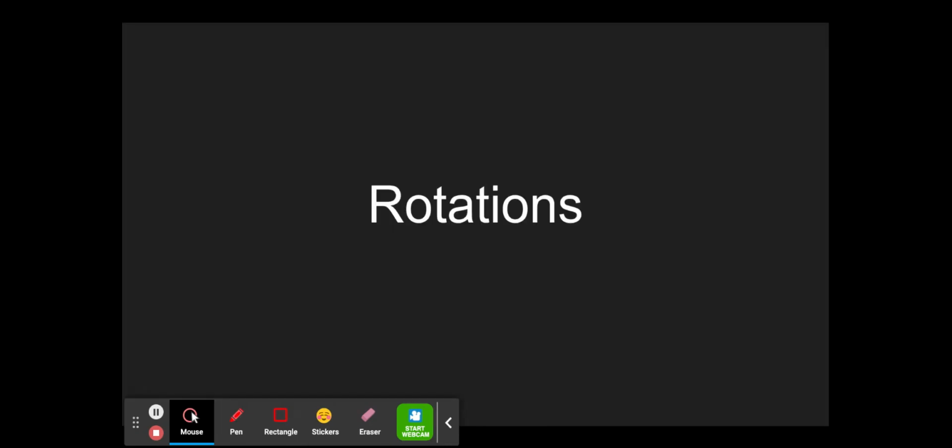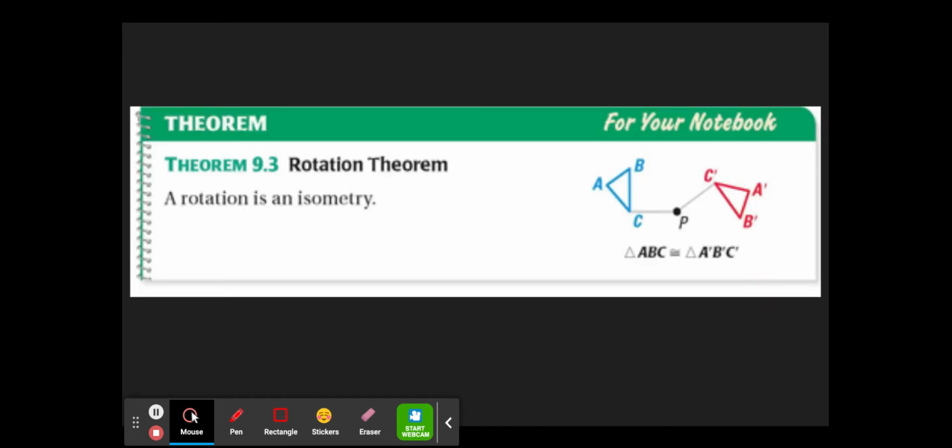All right, we've talked about translations. We've talked about reflections. Let's talk about rotations. So rotations are also an isometry, right? If you're spinning around a certain point, that kind of guarantees you're not really changing much about the shape, but you will be changing its orientation.